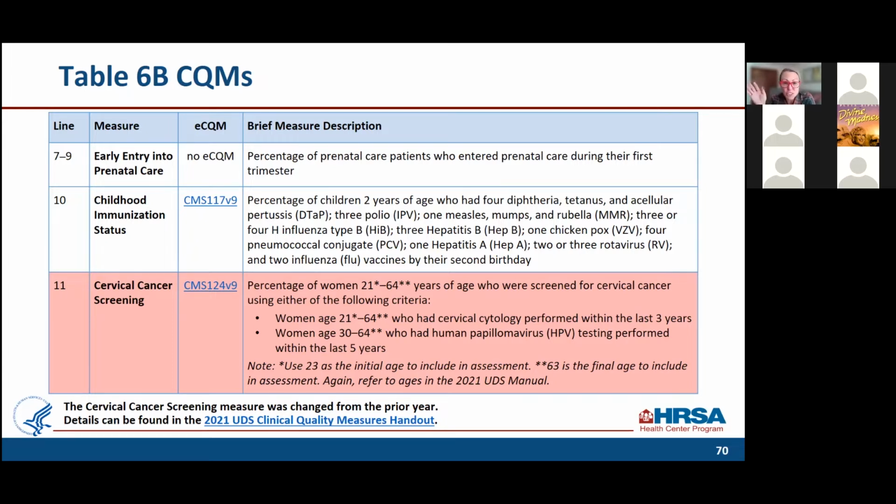While the measures generally align with eCQMs, there are some differences in the UDS measures, as I mentioned. So review the UDS considerations heading under each measure in the UDS manual for those details. Those considerations are intended to ensure continuity in data from UDS across the years. And you can refer to the clinical quality measures handout that's linked here in this slide, I believe, and Brandy chatted that out. You can refer to that for helpful details.